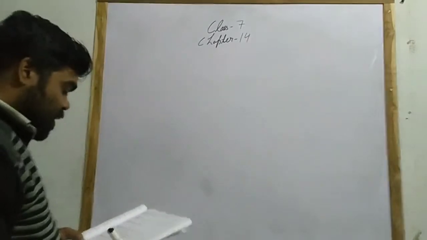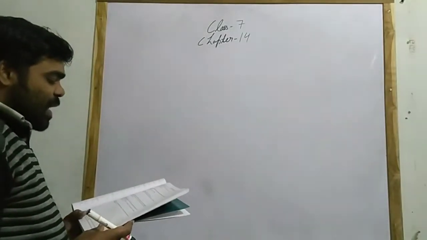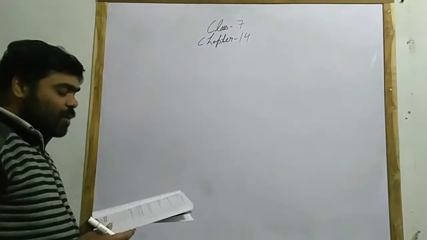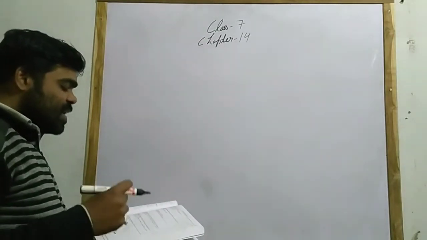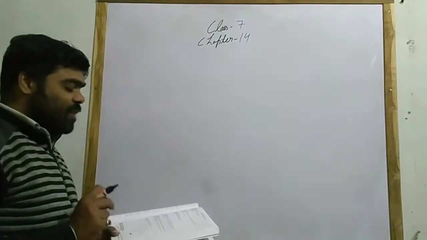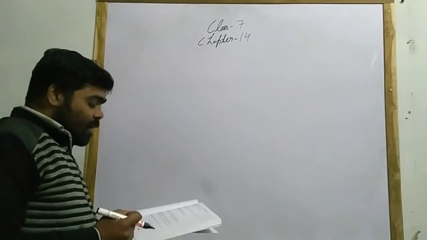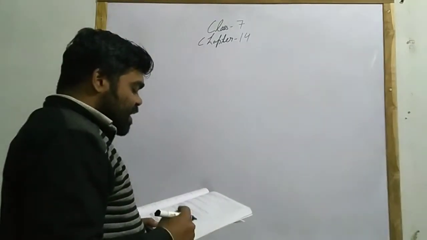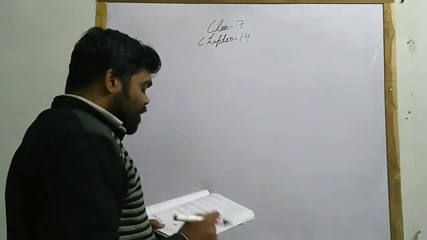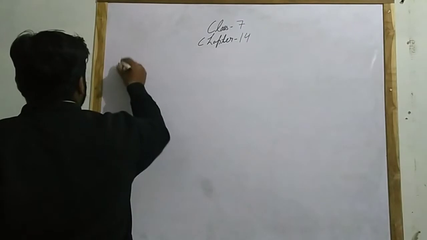Now question number 13: in the given figure, AB is parallel to DC and AD is parallel to BC, and AC is a diagonal. If angle BAC equals 35 degrees and angle CAD equals 40 degrees, and angle ACB equals x degrees and angle ACD equals y degrees, find the value of x and y. This is the figure of question number 13.